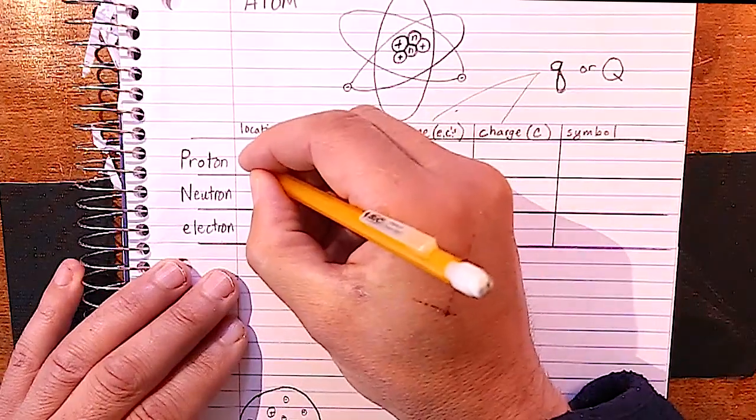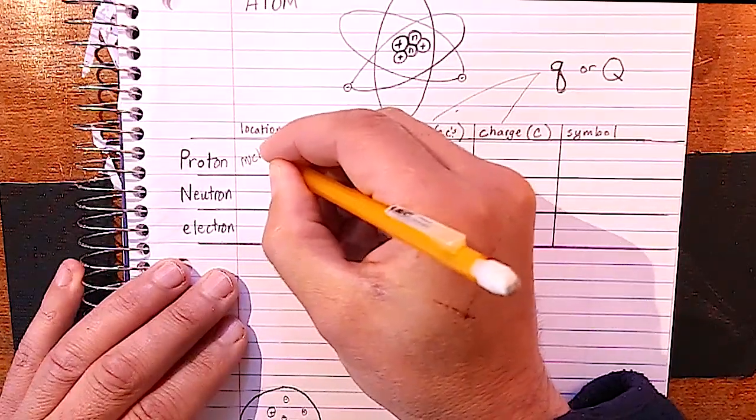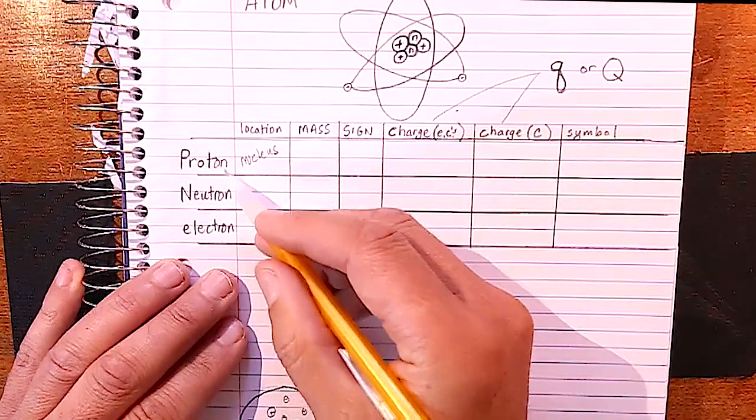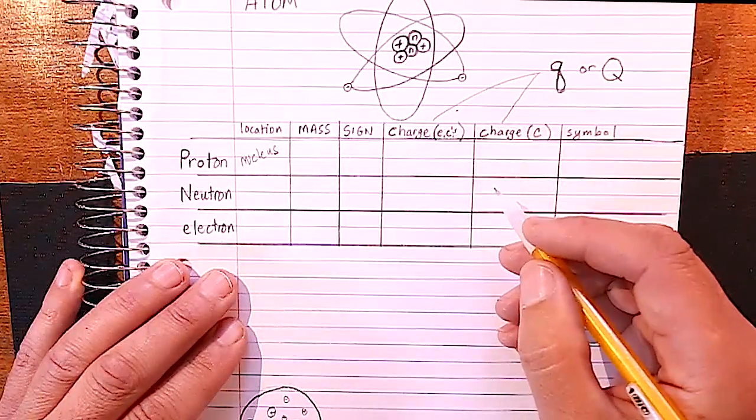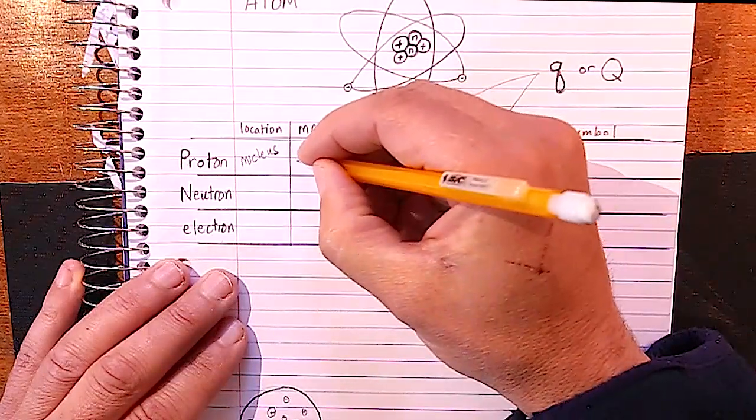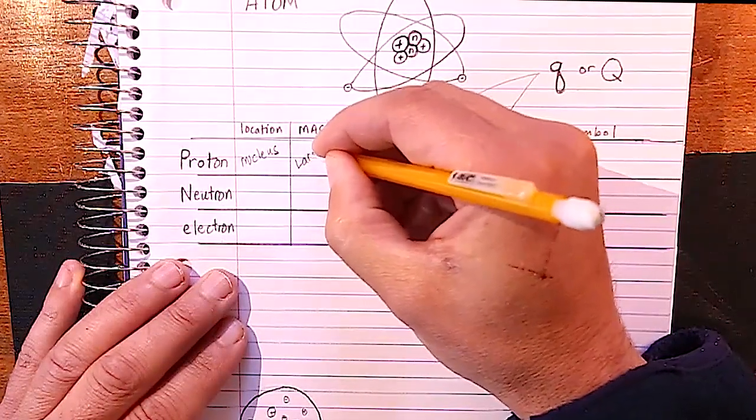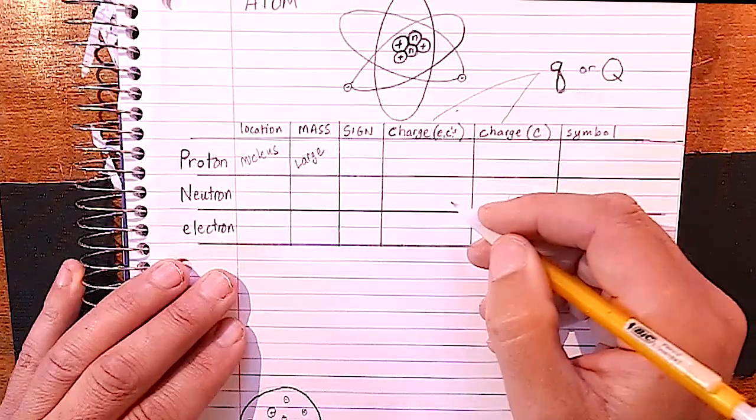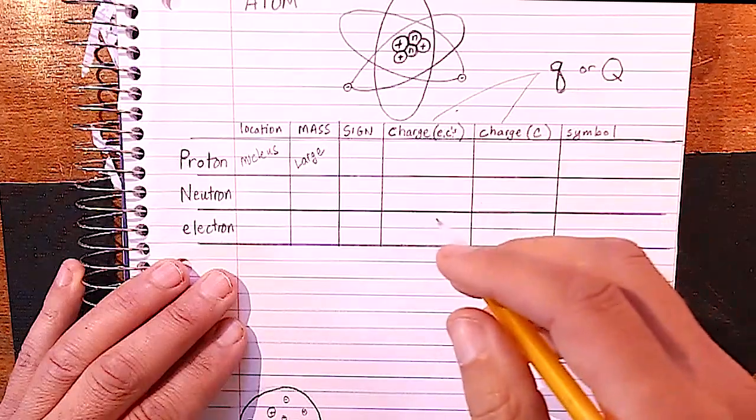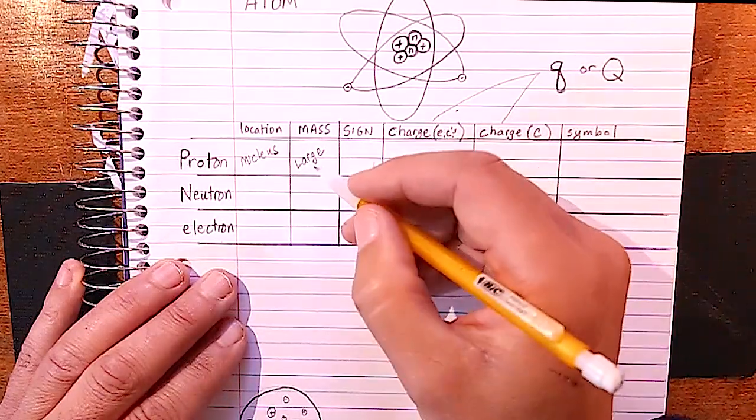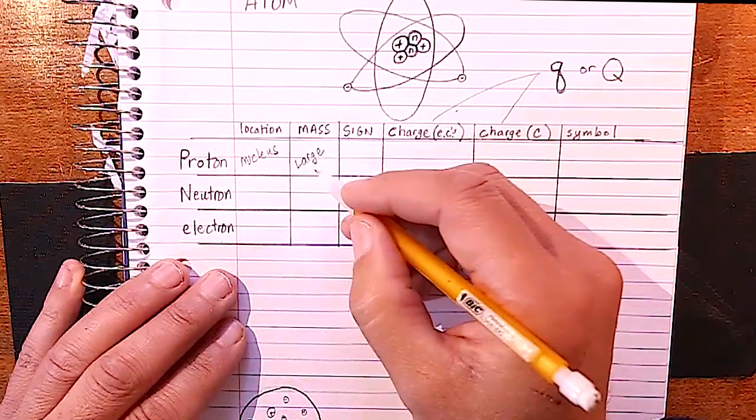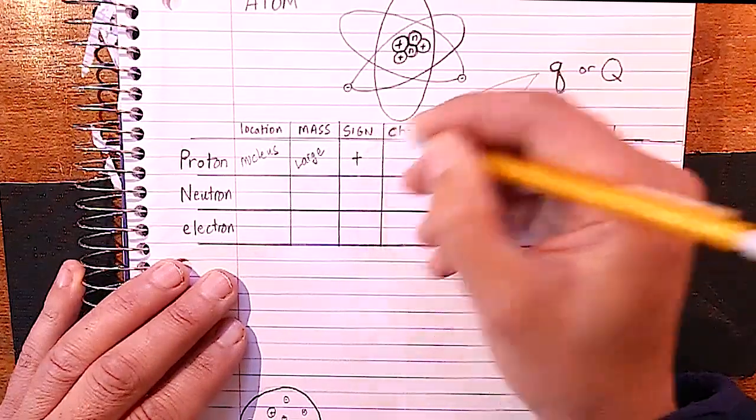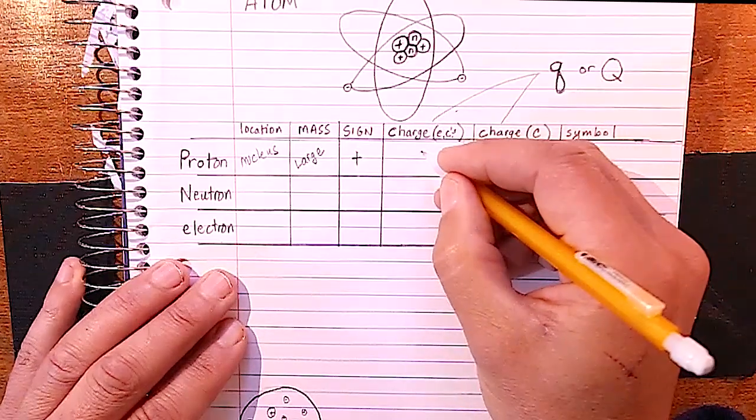The proton is located in the nucleus, and sometimes protons and neutrons are called nucleons. The mass of a proton, when we're talking about subatomic particles, is large, and you can look up the actual mass on the reference table. But for this unit, all we need to know is that compared to the electron, the mass is very large. The sign of a proton is positive, and the charge.